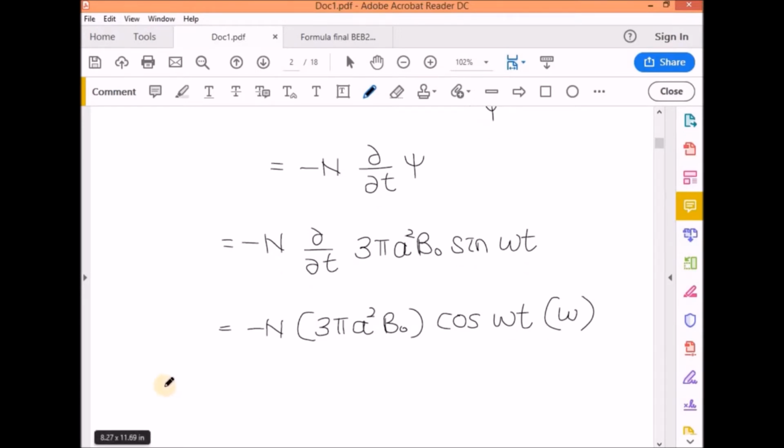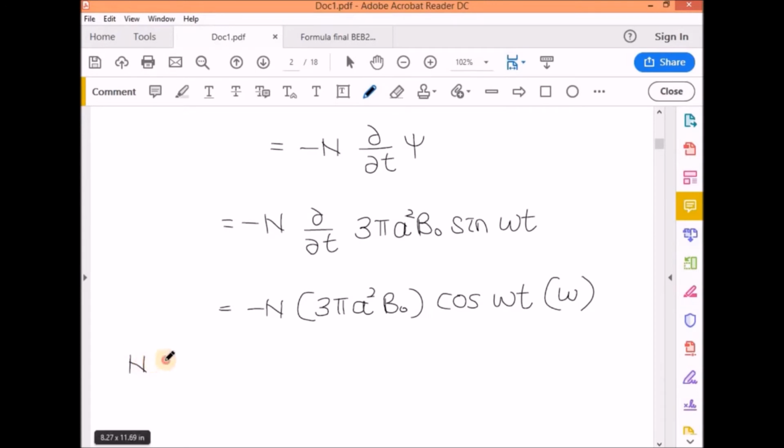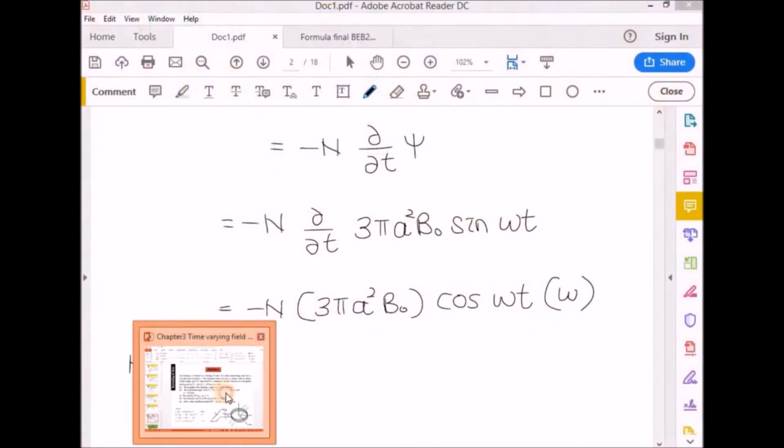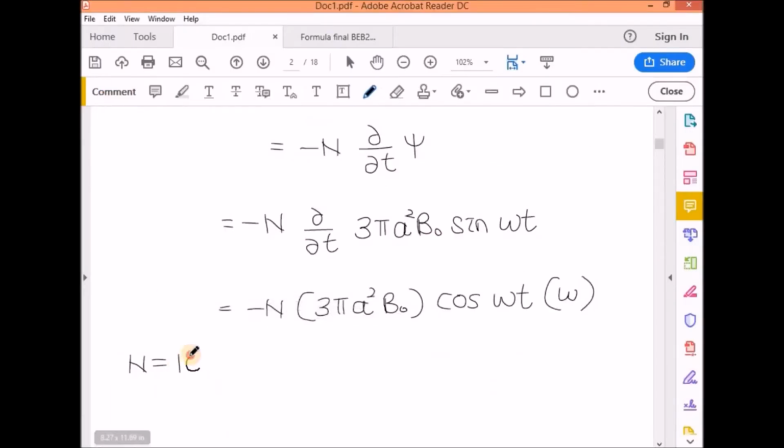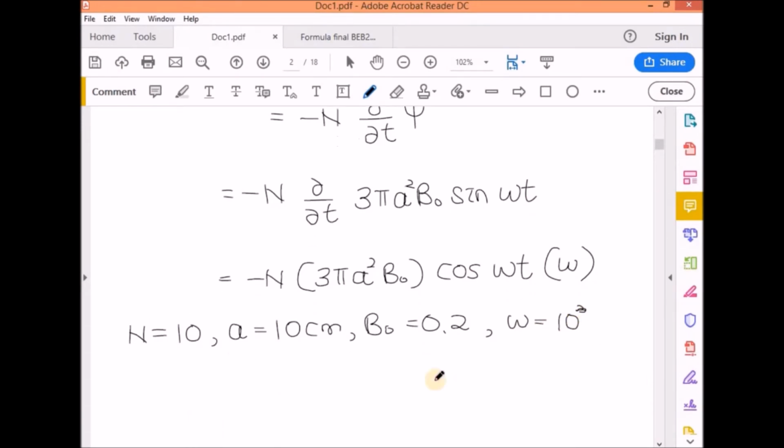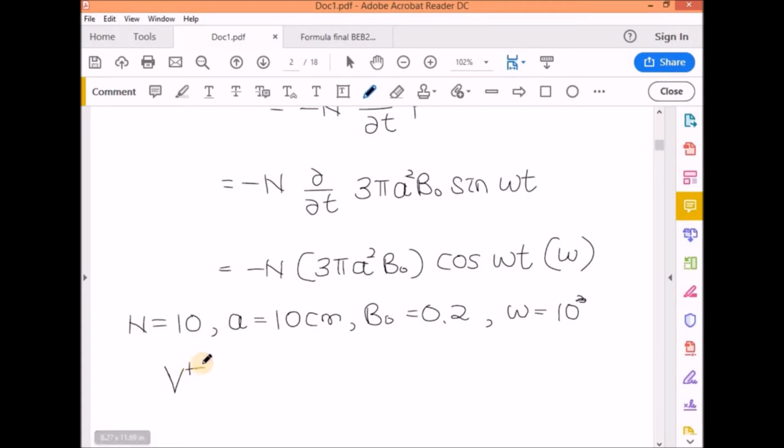Now put in the values that you get from the question. The question says N equals 10, and your A equals 10 centimeter, and your B naught equals 0.2, and omega equals 10 power 3. So can you get the transformer EMF? I want you to calculate it yourself. For the A, you have to include the cm together.